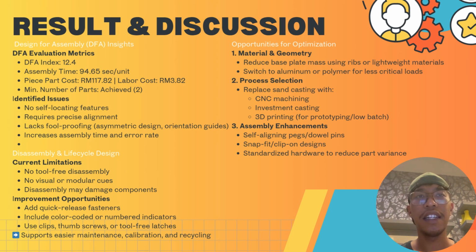For the next, opportunities for optimization. First, for the material and geometry, reduce base plate mass, use ribs or lightweight material, so switch to aluminium or polymer for less critical loads. Secondly, process selection: replace sand casting with CNC or 3D printing. Also we can use investment casting. For the assembly enhancements, self-aligning features, dowel pins, snap fit or clip-on design, and standardize hardware to reduce part variance.